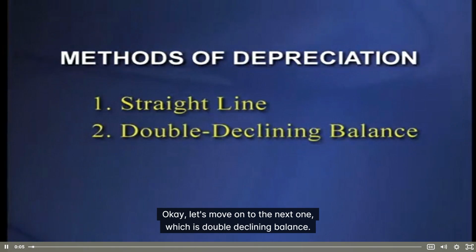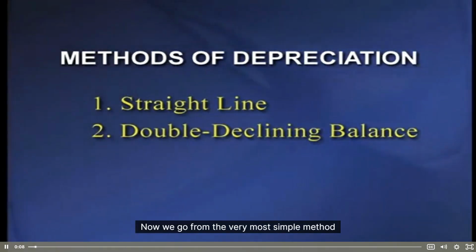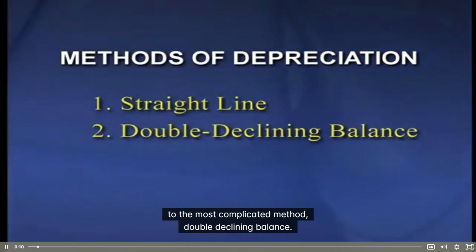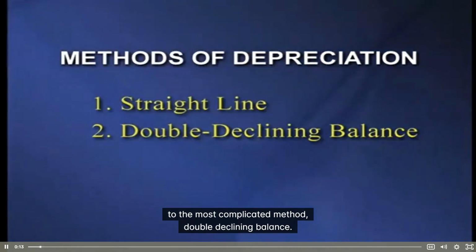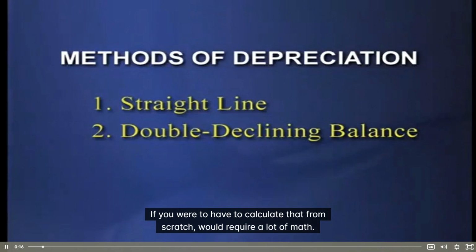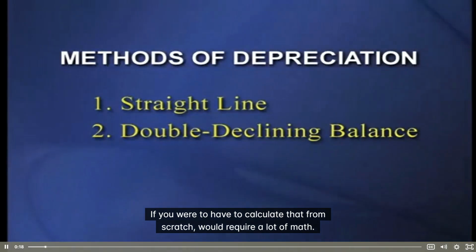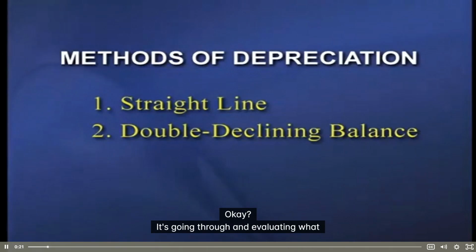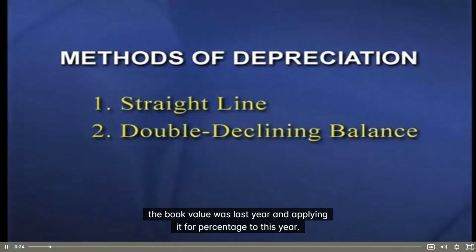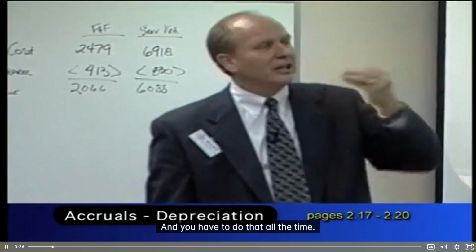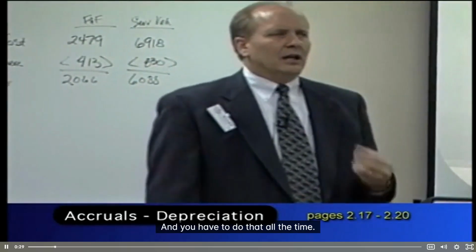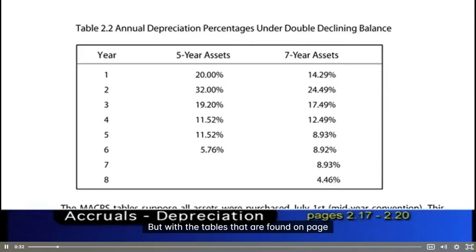Okay, let's move on to the next one, which is double declining balance. Now we go from the very most simple method to the most complicated method. Double declining balance, if you were to have to calculate that from scratch, would require a lot of math. It's going through and evaluating what the book value was last year and applying a percentage to this year, and you have to do that all the time. But with the tables that are found on page number 219, it simplifies the double declining balance method substantially.